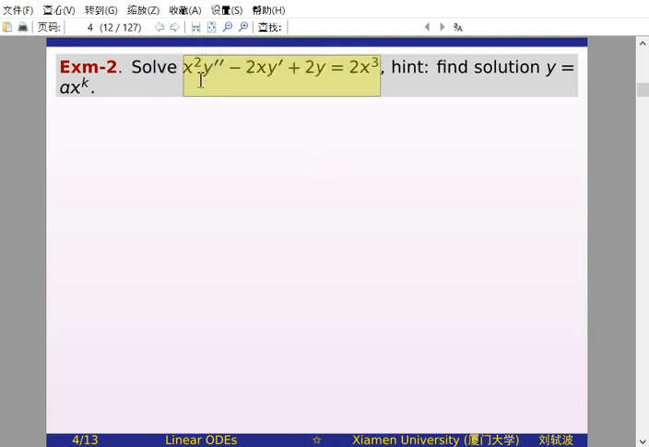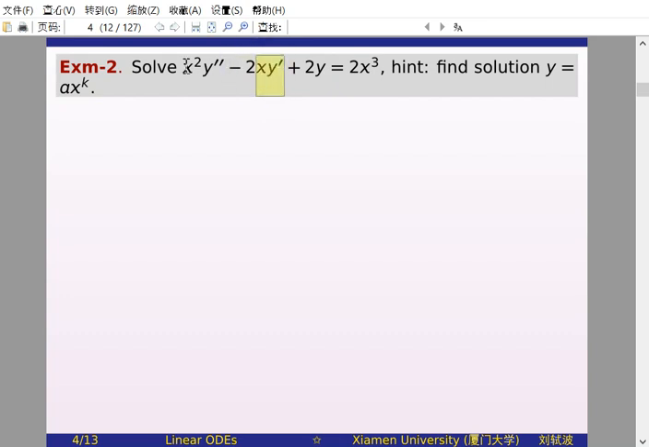But observing this equation, it seems reasonable to find a solution of the power function form y equal to a x^k. Why is this reasonable? Because if y is a power function x^k, then the derivative of y is a k x^(k-1). But you multiply by an x here, so this term is also x^k.